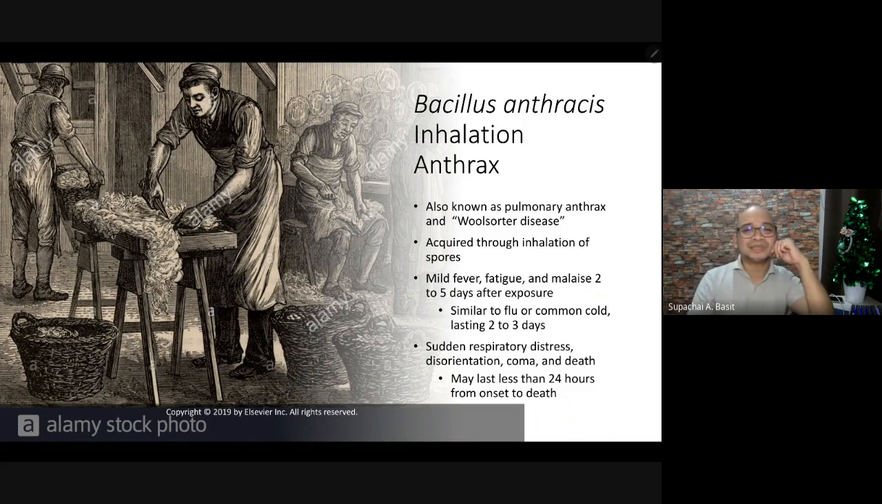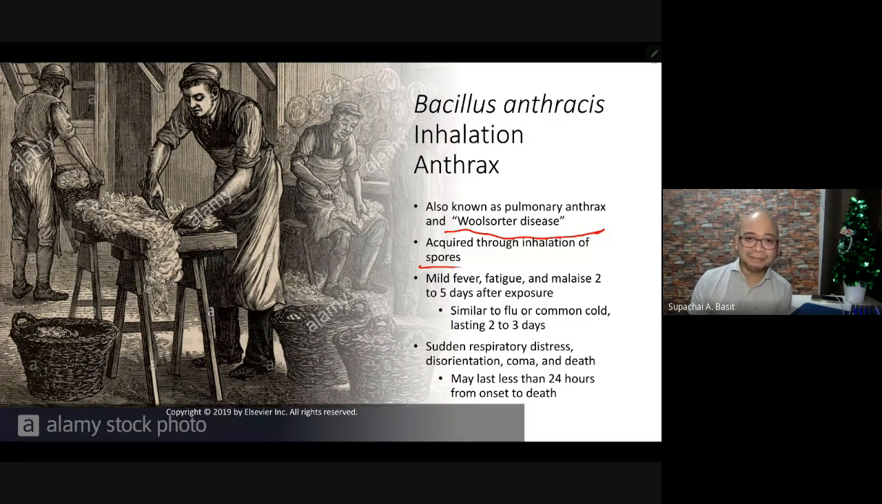So the second type is called pulmonary anthrax. Sometimes it is known as wool sorter's disease. Those who work with sheep sometimes harvest the wool from the sheep, because this can be made into clothes, di ba, wool. So people who sort the wool, we call them wool sorters. And as they sort the wool, they can also inhale the spores, causing them to have pulmonary anthrax. So it's acquired through inhalation of the spores.